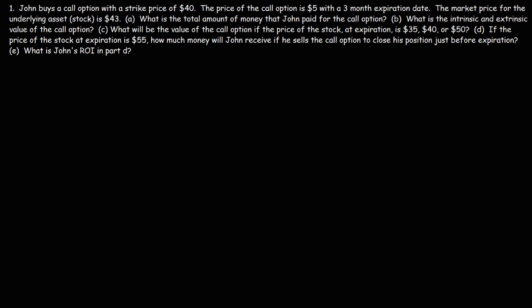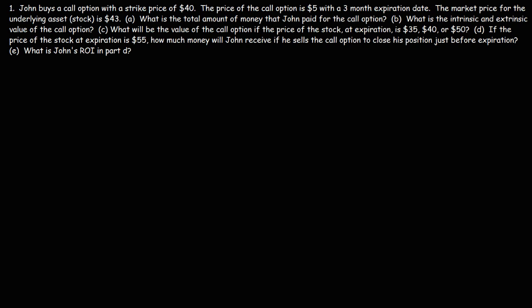Well, first, remember the call option is a contract that gives the owner the right to buy a stock at a certain price. In this case, at the strike price. So at any time, John can exercise his right to buy the stock at $40. But to obtain this right, he has to purchase the call option, which is currently selling for $5. And this call option is only valid for 3 months. In 3 months, it will expire.